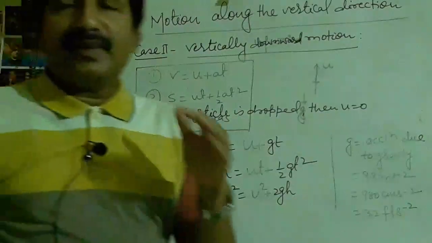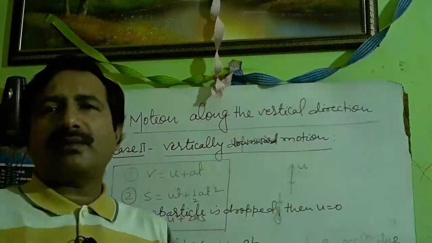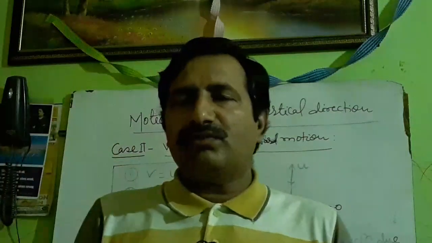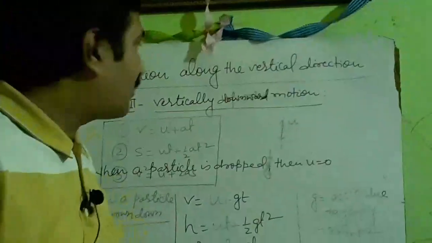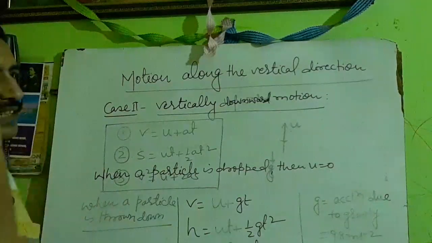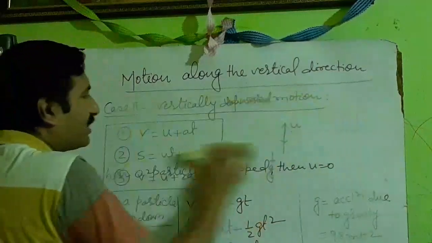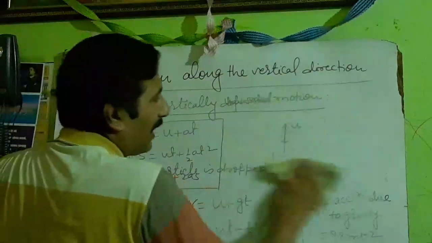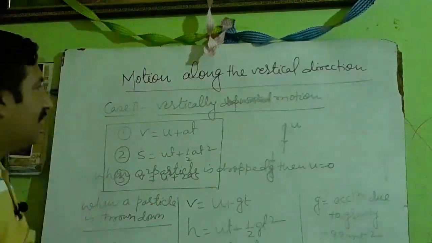So you learnt vertically upward motion and vertically downward motion. In downward motion you learnt two cases. In one case the particle is thrown down, in the other case the particle is just dropped. So these are the equations of motion for a particle along the vertical direction. Now there are some points which should be remembered and taken care of while solving problems related to motion along the vertical direction.